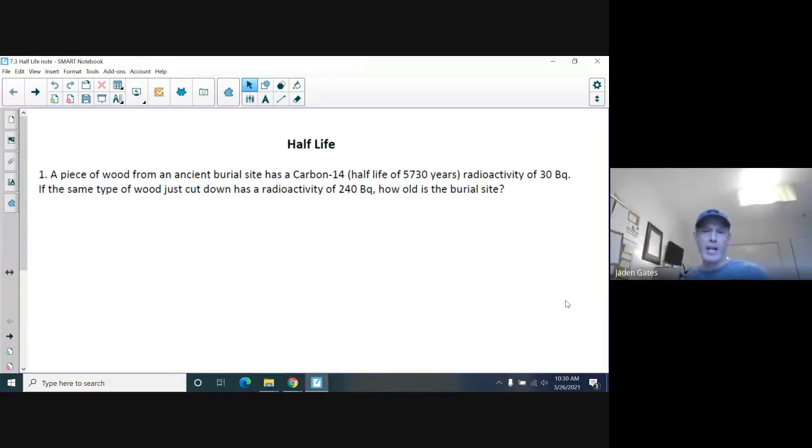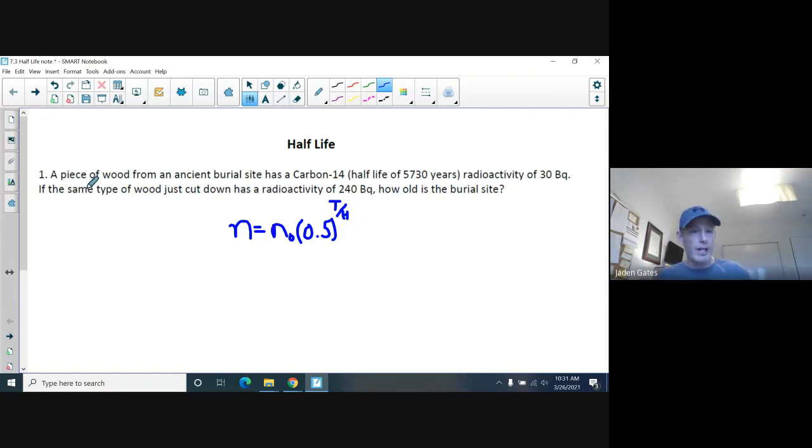All right, so again, back into half-life. And so what we are going to again end up using is our formula, N is equal to N naught times 0.5 to the power of T over H. Now, here's what we're going to do. In this case, we have a piece of wood from an ancient burial site that has a carbon-14, which I'll explain, which has a half-life of 5,730 years, a radioactivity of 30 BQs, which is a measurement of radiation, becquerels, actually.